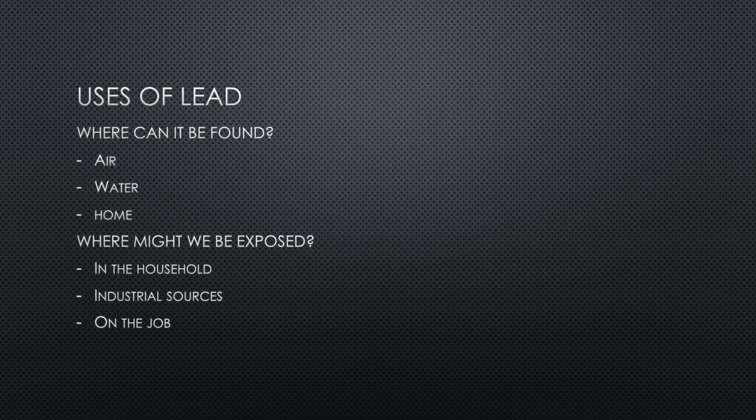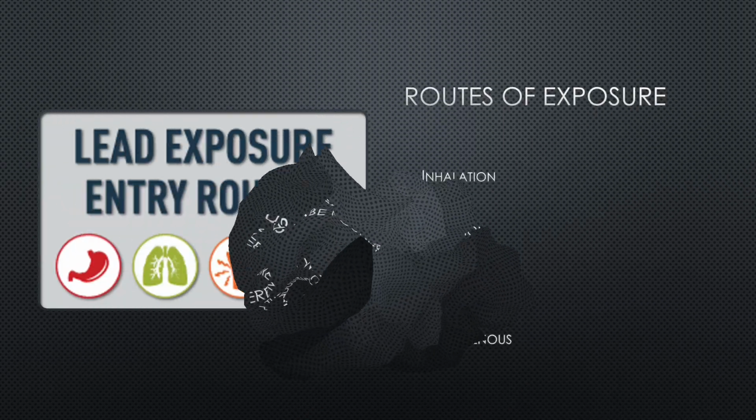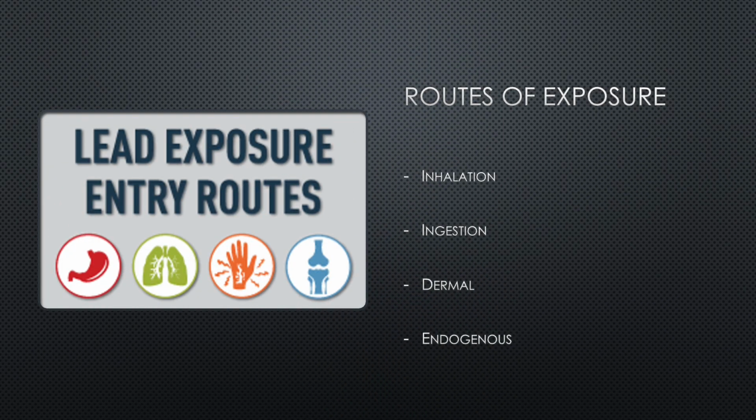Next, let's discuss routes of exposure for lead. A few routes of exposure for lead include inhalation, ingestion, dermal, and endogenous. The two most common routes of exposure are inhalation and ingestion. Lead can be ingested through contaminated food, water, or chipped paint. And for inhalation, examples of lead absorption might be during times of renovation or smoking.